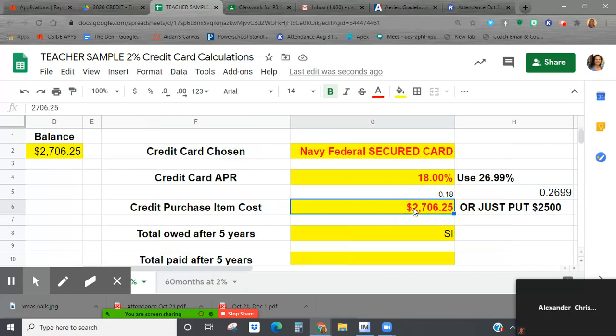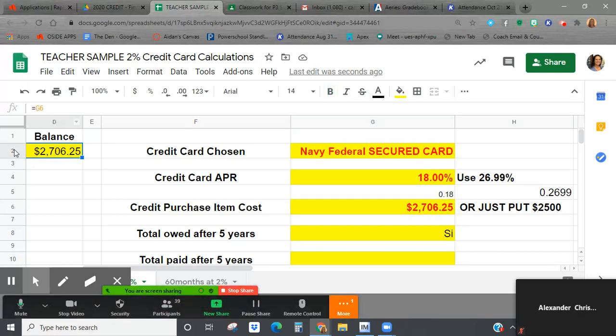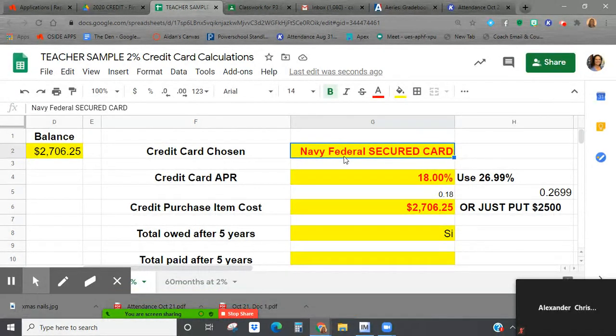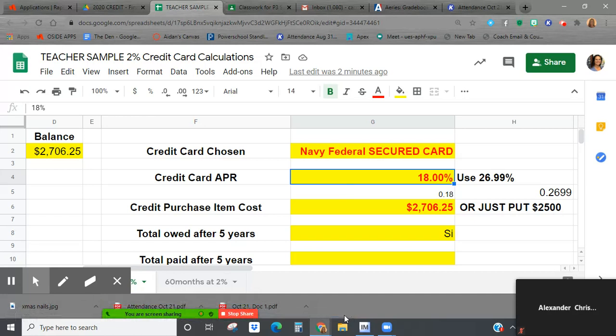On the credit card purchase assignment, my teacher sample, here was my total, $2706.25. And that's going to match here in the balance in this one as well. And then where did I get this credit card? This credit card is the card I chose after researching 3 credit cards. I chose the Navy Federal secured card. And this rate comes from that card. So 18% was my rate. Navy Federal card is the card I chose.